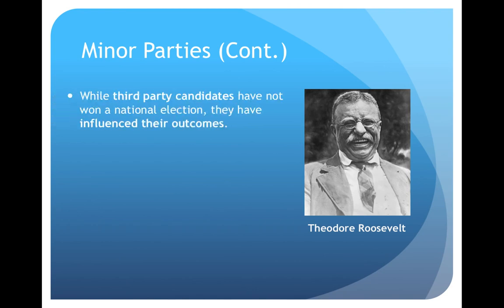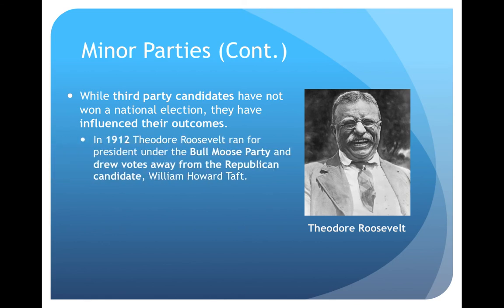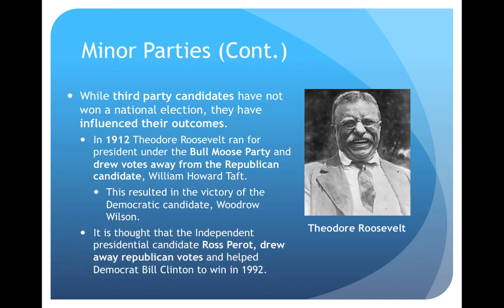While third-party candidates have not won a national election, they have influenced their outcomes. In 1912, Theodore Roosevelt ran for president under the Bull Moose Party and drew votes away from the Republican candidate William Howard Taft. This resulted in the victory of Democratic candidate Woodrow Wilson. It is thought that the independent presidential candidate Ross Perot drew away Republican votes and helped Democrat Bill Clinton to win in 1992.